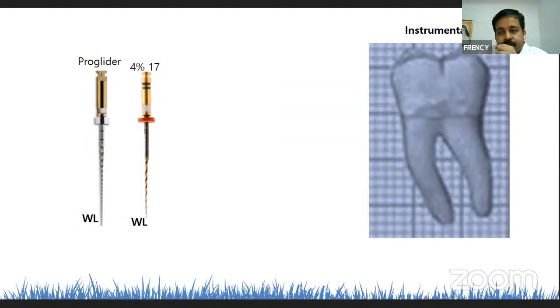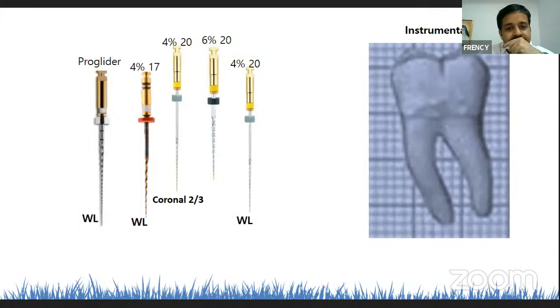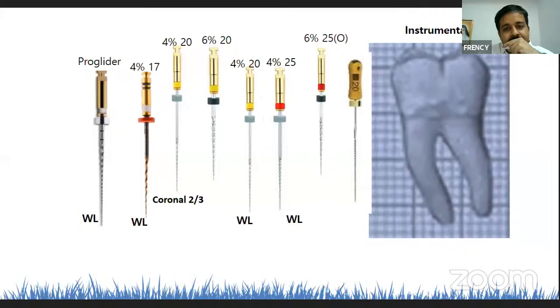Then again, you have to advance with the rotary instrumentation to the working length. So you have achieved the working length, you got the patency, make a good glide path with the hand files, 8 and 10 files. Then ProGlider to the working length, 4% 17 to the working length, then 4% 20 to the coronal two-third. Then if you need more coronal tapering, you can use 6% 20. Then again 4% 20 to the working length. Then 6% 25, if you need much more coronal tapering, you can use that.